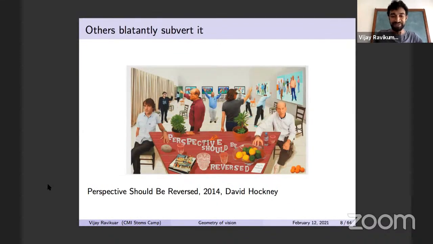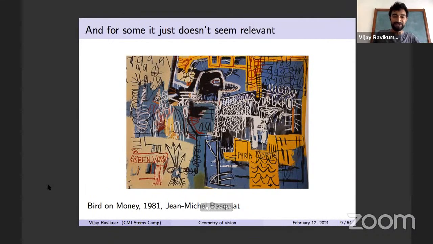Some artists even try and blatantly subvert perspective, like David Hockney, when he reverses the rules of perspective to create something that looks almost the opposite of what it should be. And of course, for some artists, it's just not relevant whether we're working with perspective or not.